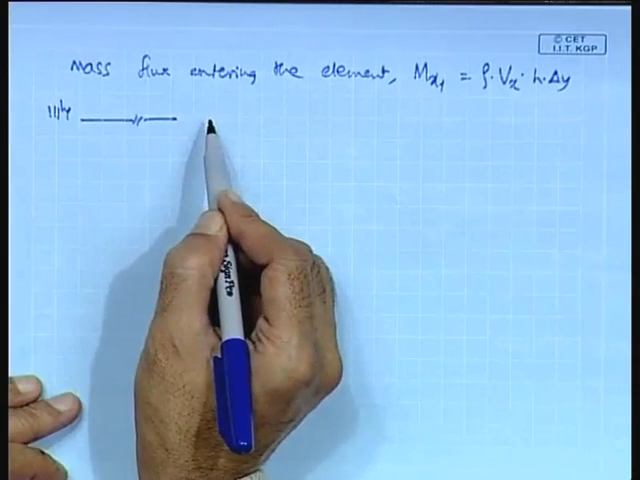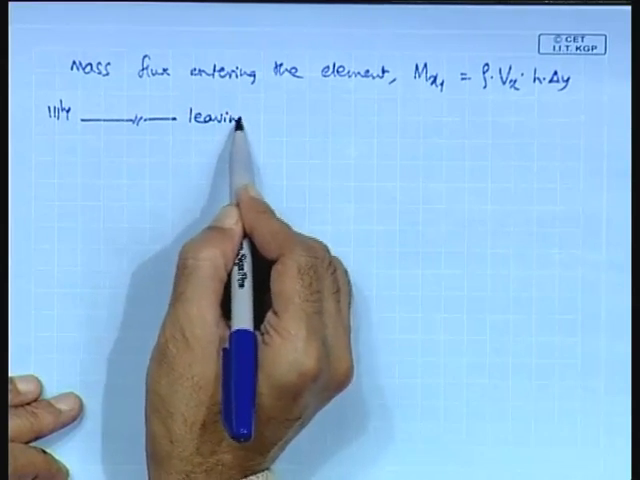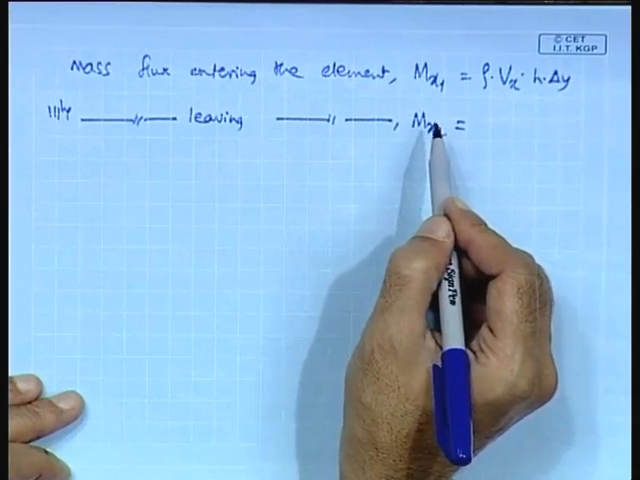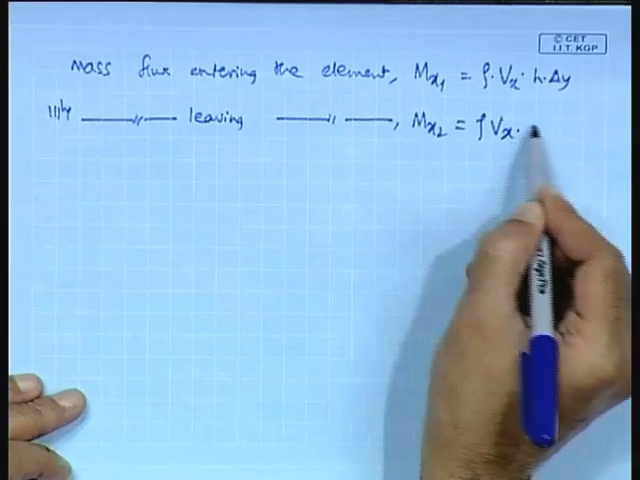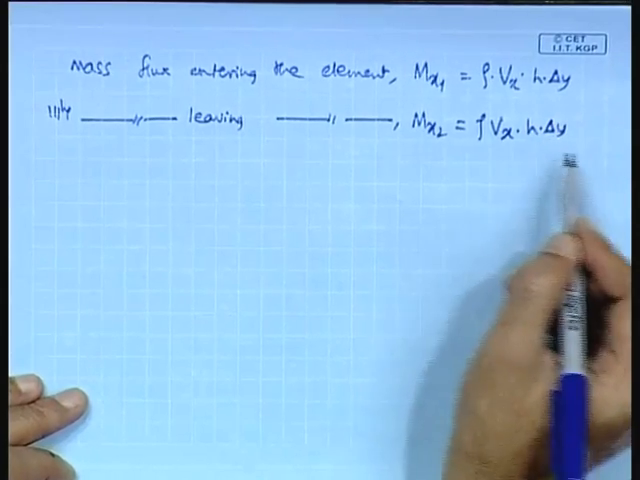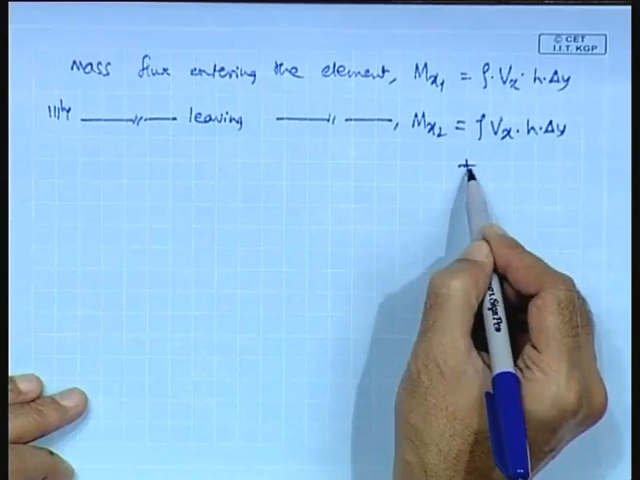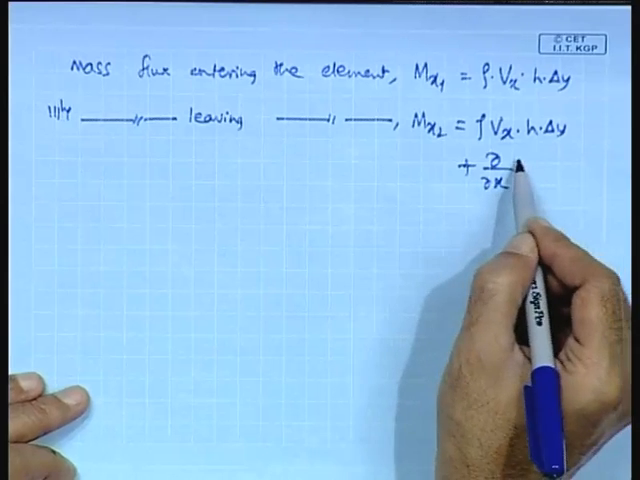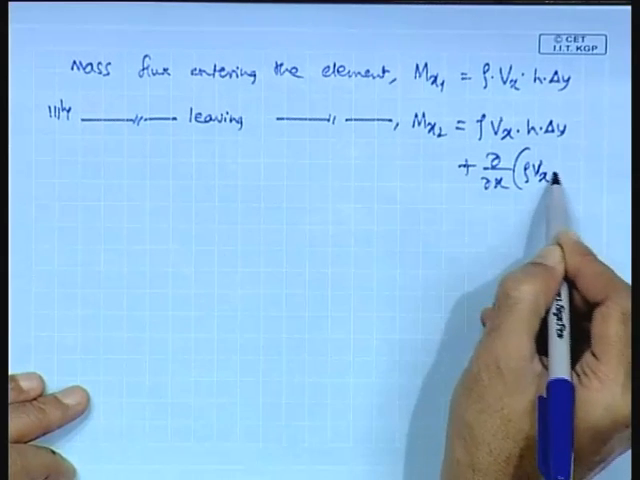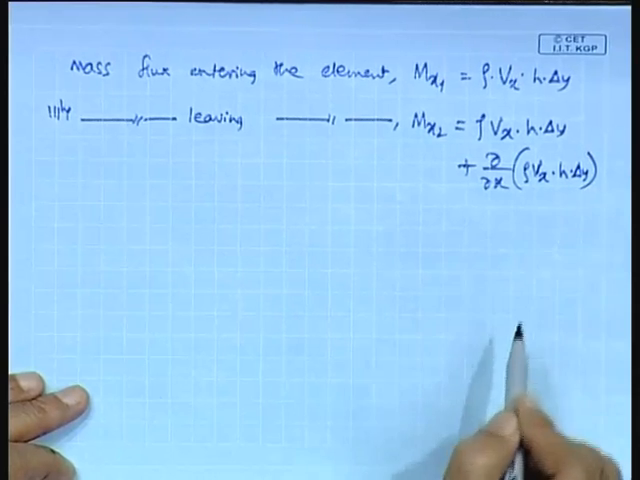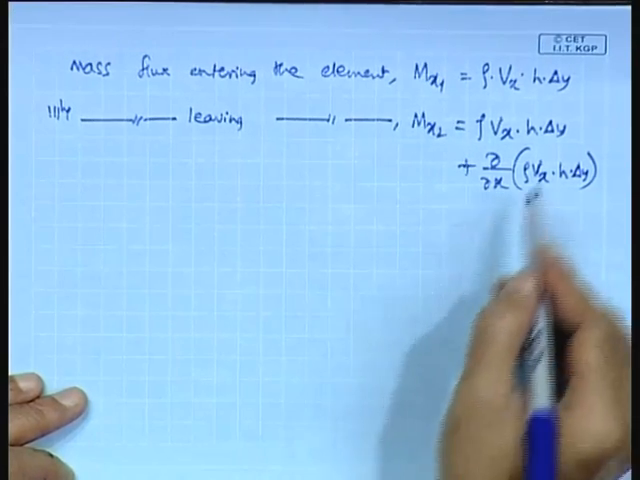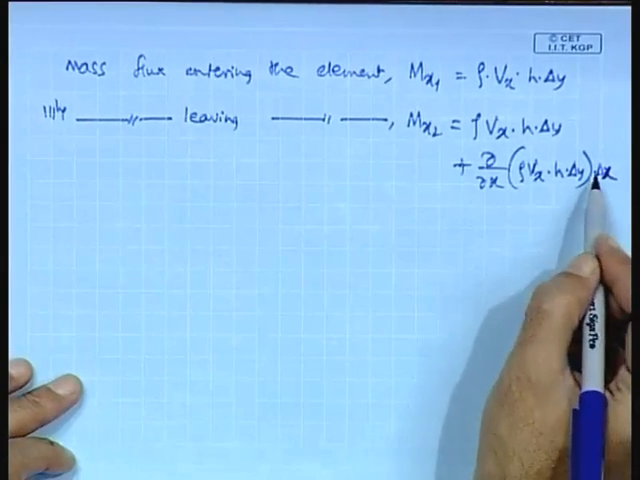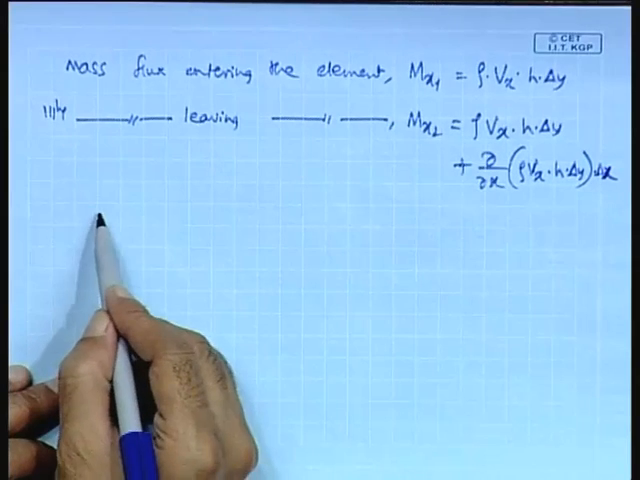Similarly, mass flux leaving the element, so this is mx2, which is given by rho vx h delta y plus let us add the mass rate of change term in the x direction, that is d by dx of rho vx h delta y, into this delta x.